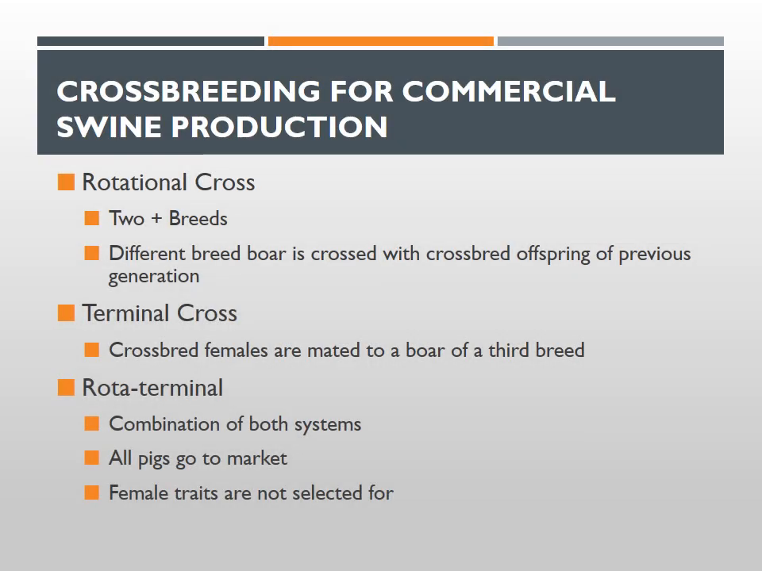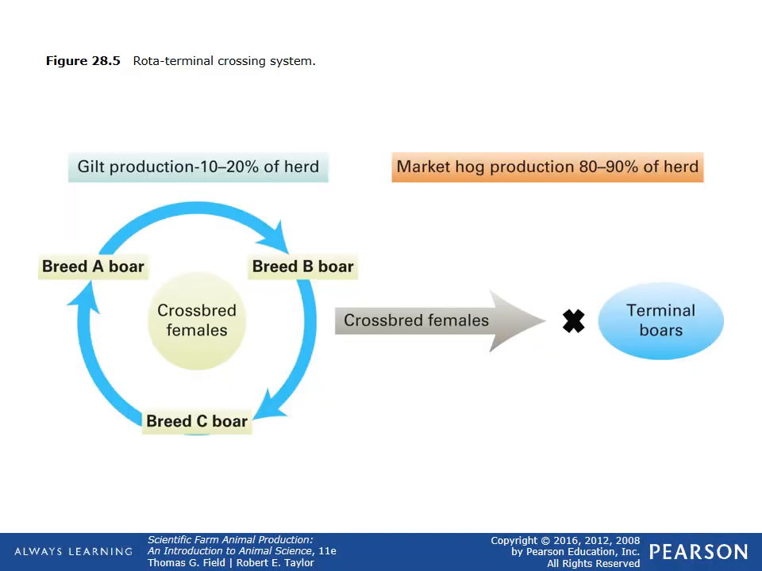We've pretty well talked about these already. I added the slides in here again just to reinforce an important point. But these are absolutely crucial, and anytime you add a terminal cross boar in there, all the offspring out of the terminal cross boar are going to go to market. That terminal cross sire is carcass selected only.